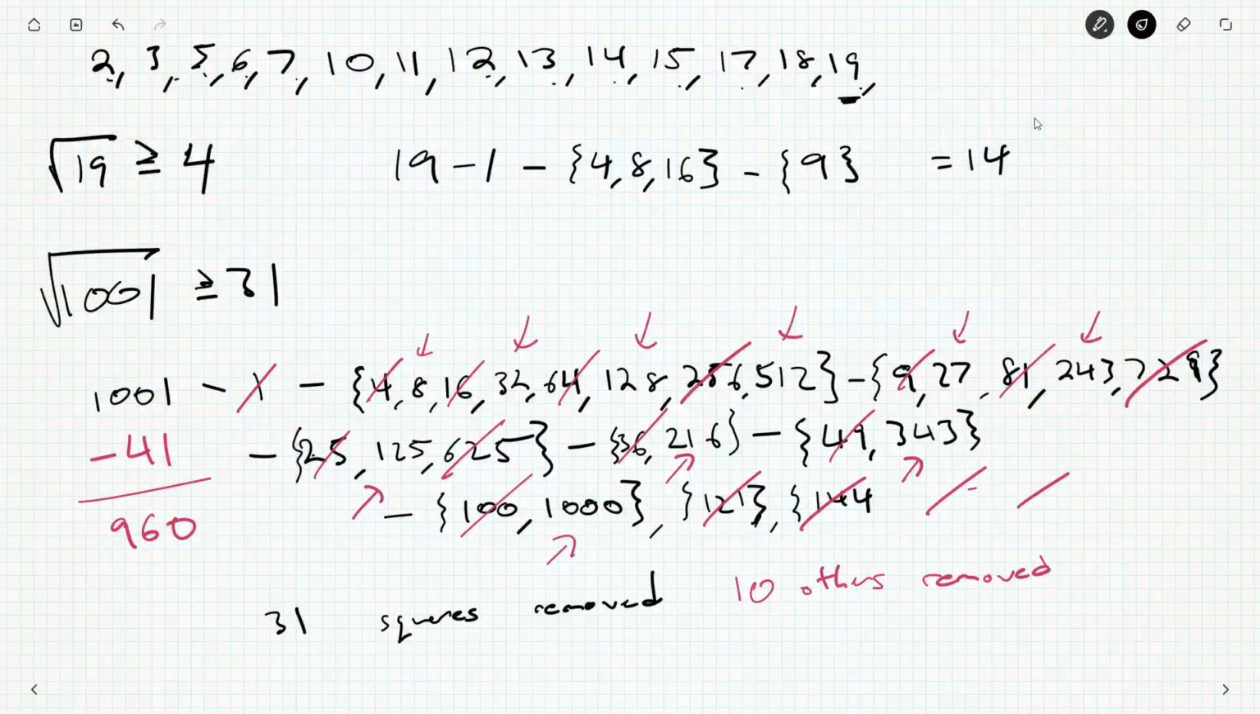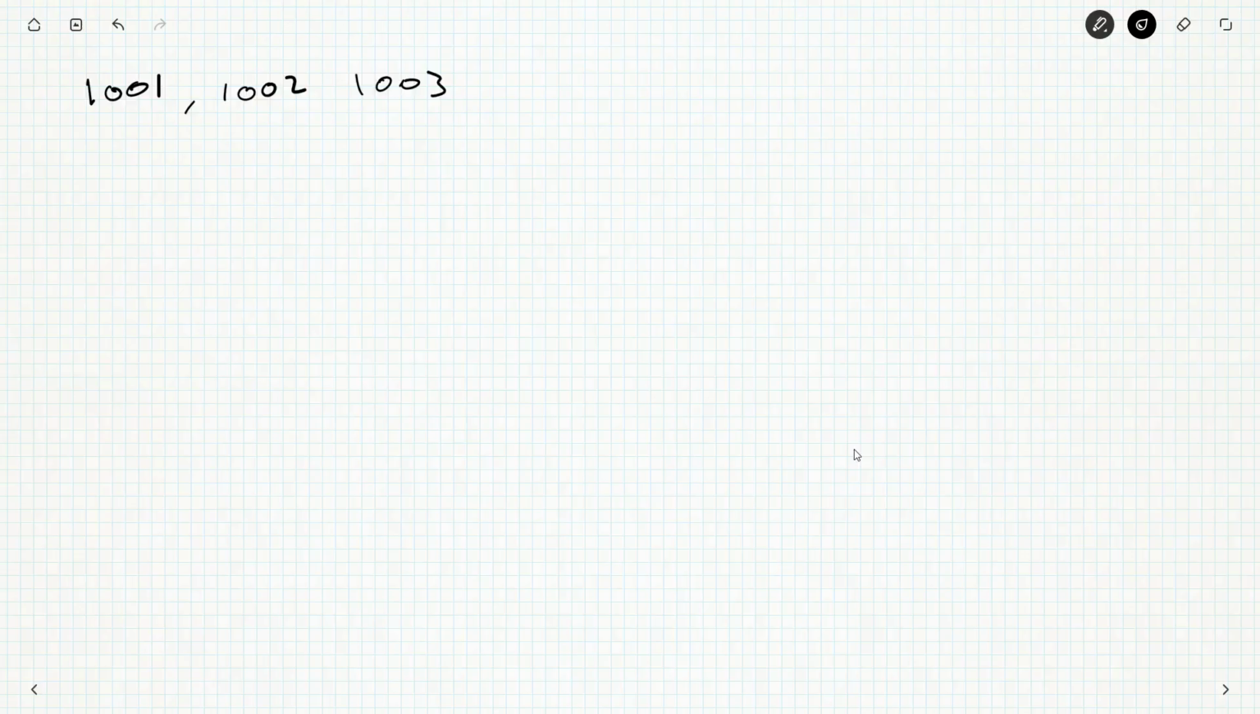So how does this help us? Well, we only have to go 40 more to get the 1000th. Right? So, 1001. Well, 1002 is not. Neither is 1003. In fact, the next square, do we need the next square? So the next cube would be 1331, 11 cubed.